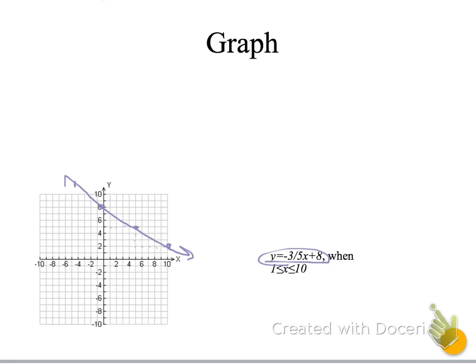Connect them. Okay, but my restricted domain this time is from 1 to 10 on my x-axis. So I'm looking on my x-axis here from 1, so from here to 10, from here. And then I want to erase everything that does not include that. So this is the only portion that I wanted. So you're going to have to check to make sure you're looking to see if it's on your x-axis or your y-axis.